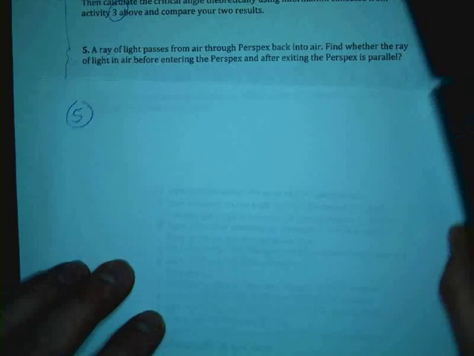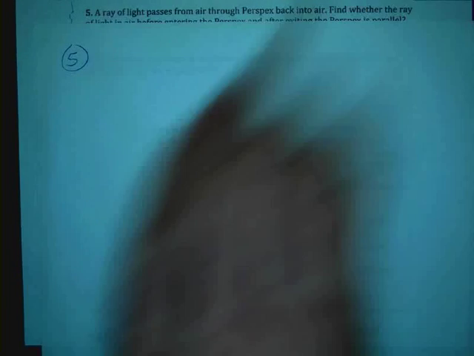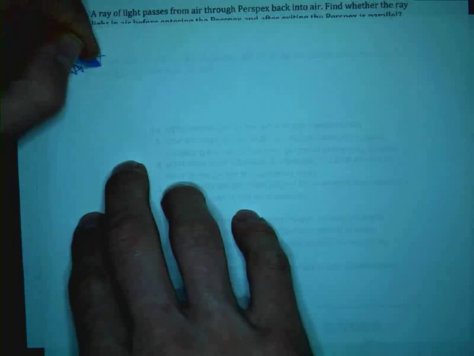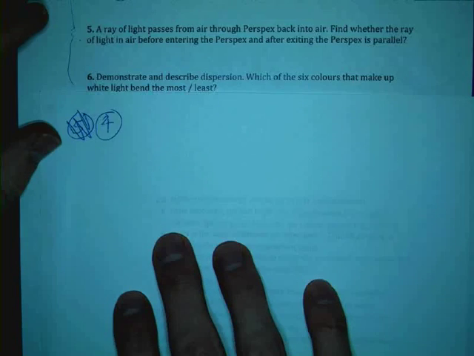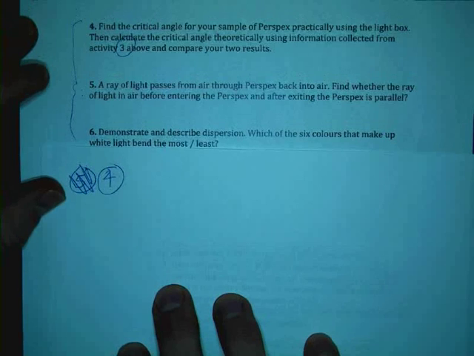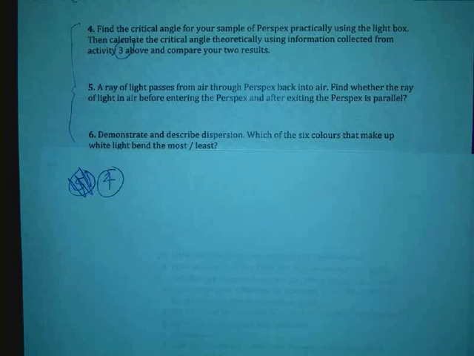Alright, we're back to do 4, 5 and 6. That should be number 4 there. Number 4, find the critical angle for your sample of perspex practically using the light box, then calculate it theoretically. Okay, so 2 parts to this question.